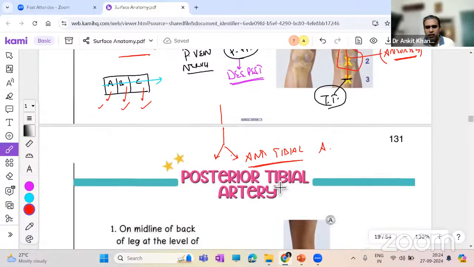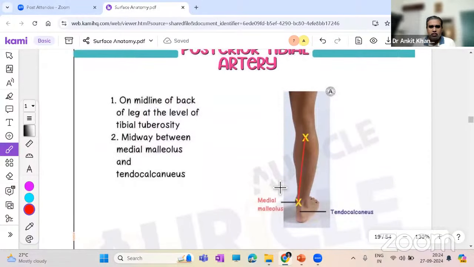Let us see the posterior artery. It is also very important. You can see the image over here. This is where point number 3 was, for the popliteal artery at the level of tibial tuberosity. So on the midline of the back of the leg at the level of tibial tuberosity is point number 1. Then midway between the medial malleolus and the tendocalcaneus. So what is that?